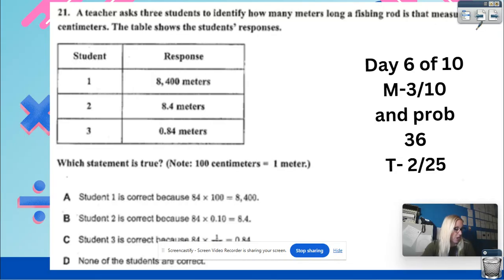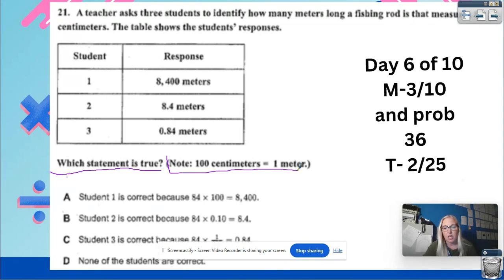All right. Problem 21 is where we're starting. A teacher asked 3 students to identify how many meters long a fishing rod is that measures 84 centimeters. The table shows the students' responses. Student 1 says 8,400 meters. Student 2 says 8.4 meters. Student 3 says 84 hundredths of a meter. So then the question is, which statement is true?